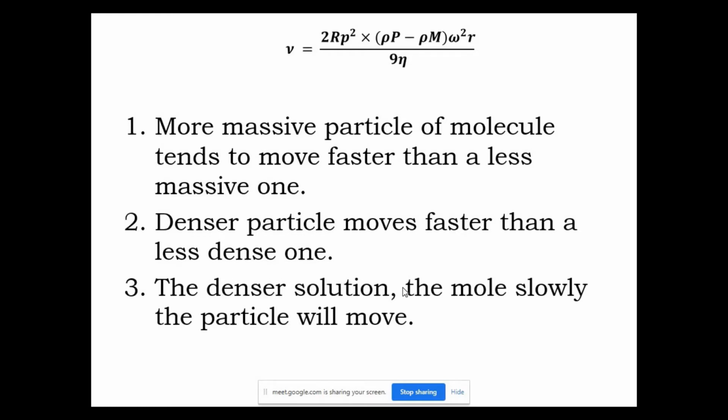In a denser solution, the molecule moves slowly. Suppose you have a big particle, but your medium is also very dense. That means the density of the medium is more, so this difference will be less. Again, that will affect the velocity of sedimentation. It will be less.